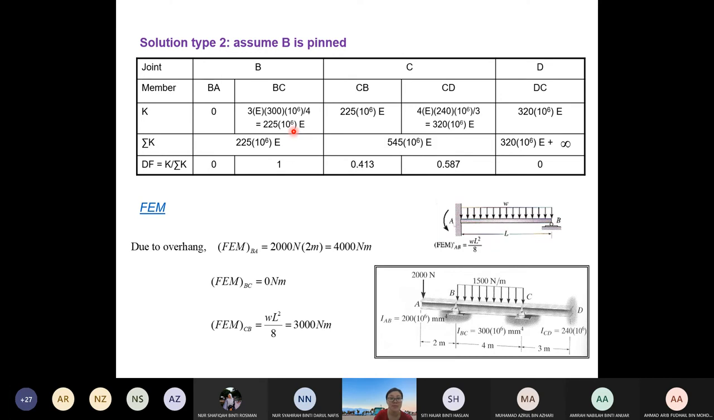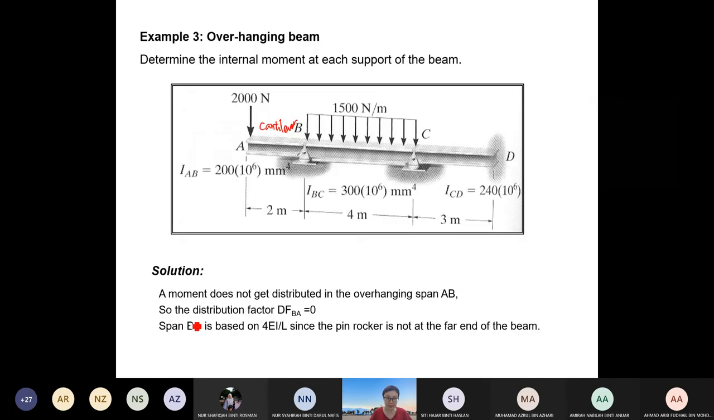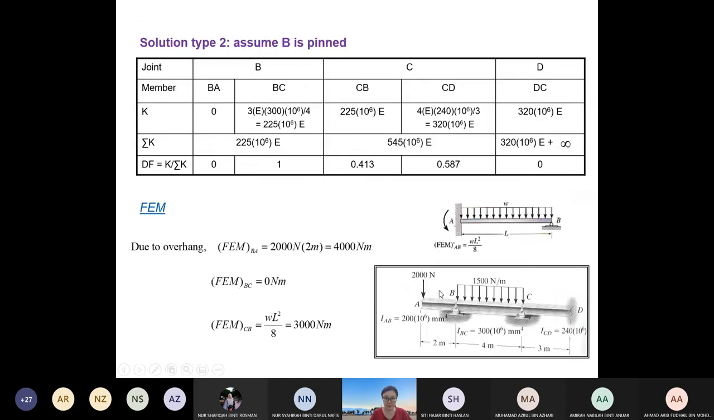When I assume this B is pin, what should I do here? First of all, I determine the members' stiffness factor in order for me to get the distribution factor. Let us do it together. For K, we know that KBA is 0. This is still applied. The moment does not get into the overhanging span, so the DF for BA is 0. So now this KAB or KBA is 0.